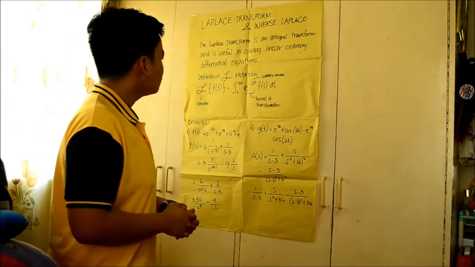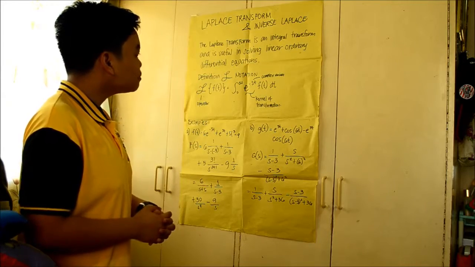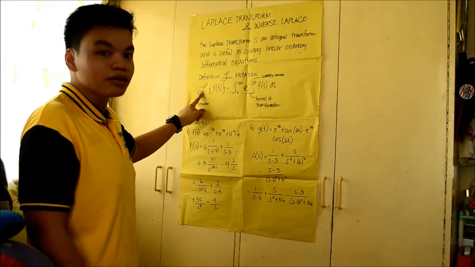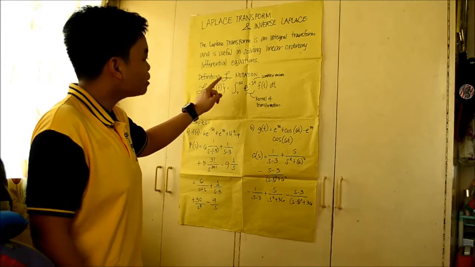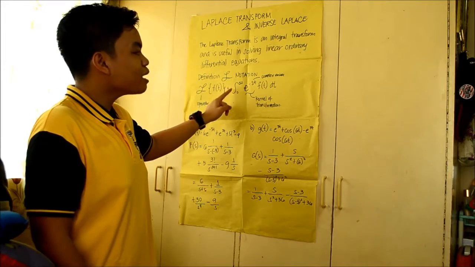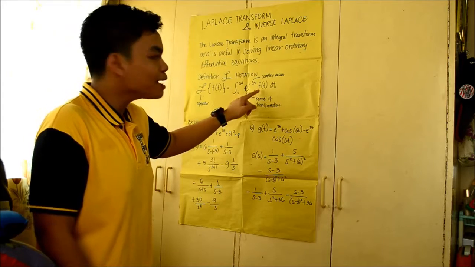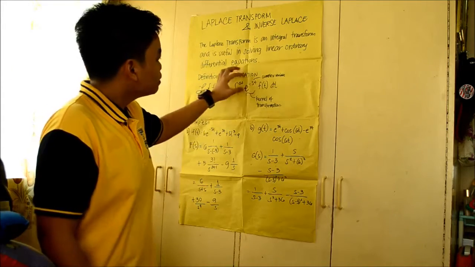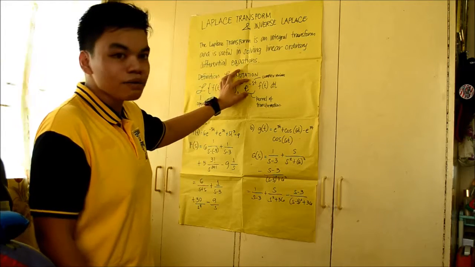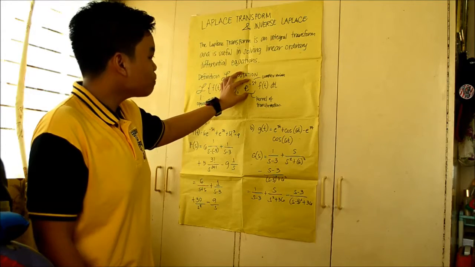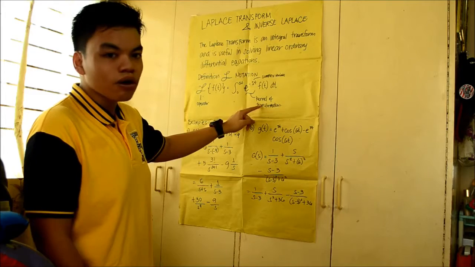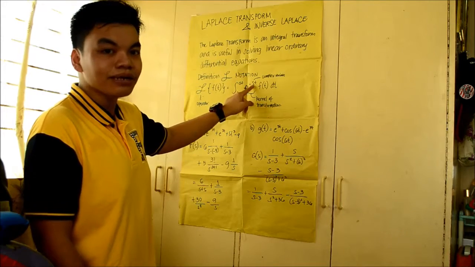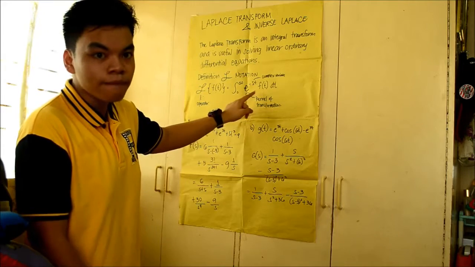And in the definition of the Laplace transform, this is the formula. This is the Laplace operator: the Laplace transform of f of t equals the integral of e raised to negative st times f of t dt. This part, e raised to negative st, is what we call the kernel of the transformation. Then the variable s here is a complex variable.